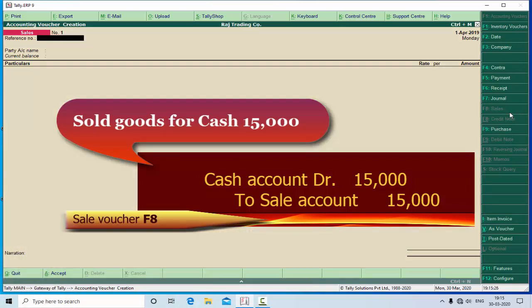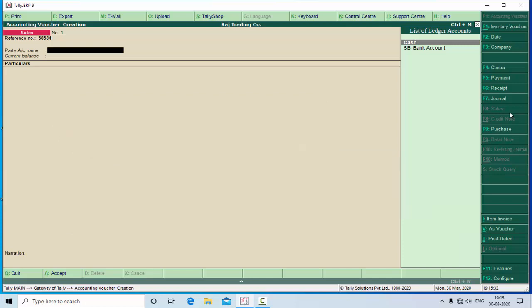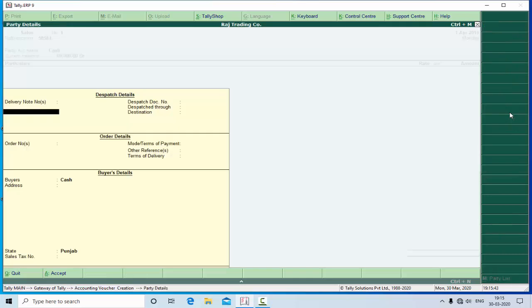Select the sale voucher, use option F8, and enter the bill number. You can enter the bill number here and select whether payment is received by cash or by SBI bank. I think payment received by cash we will select here. Or you can enter how you delivered and dispatched these goods: delivery note number, dispatch number, dispatch through by car, by scooter, destination where the goods are delivered, order number, mode of payment.